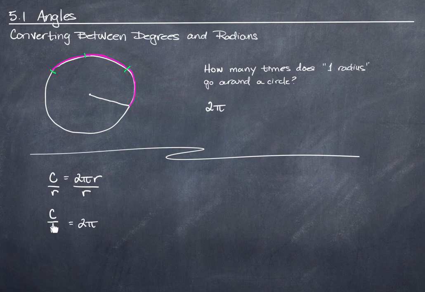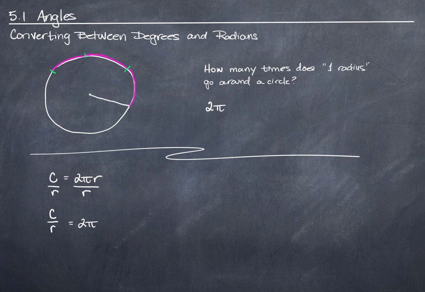Now, notice that these are generic. This is true for any circle. Any circle's circumference divided by its radius will always be 2 pi. What does that mean from up here? Any circle's circumference divided by its radius will always equal 2 pi.